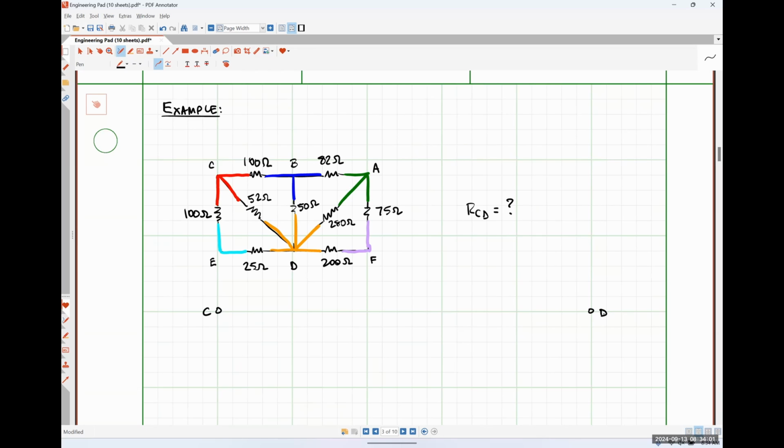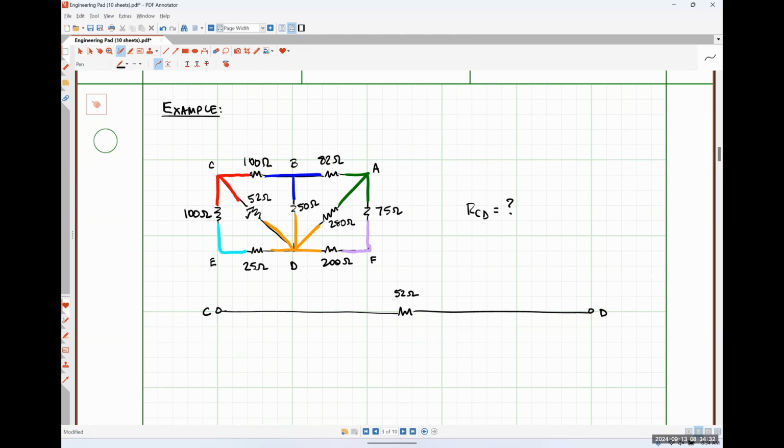So is there any way that I can go directly from node C to node D through a single resistor? What is it? The 52 ohm resistor, okay? So I'm just going to draw a direct path and put my 52 ohm resistor here. I'm also going to put a little check mark by this resistor to remind me that I've already taken care of that path, so it should not show up again.